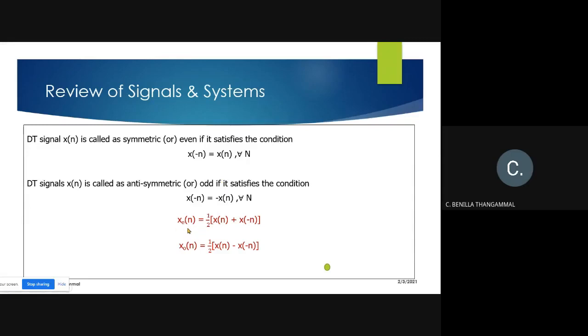If you want to find the even signal, the formula is 1 by 2 of x of n plus x of minus n. If x of n is given as 2 to 4 time period, then x of minus n will be minus 4 to plus 2. So it will be the reverse of it. After calculating this reverse, the summation of these two things is divided by 2 to get your even signal. And for the odd signal, 1 by 2 of x of n minus x of minus n.